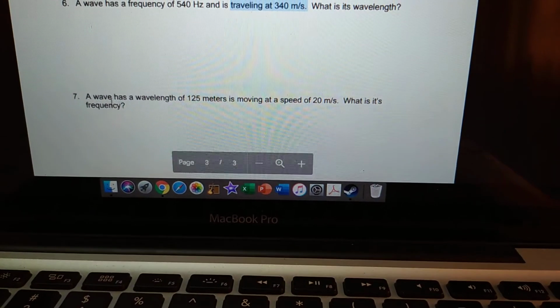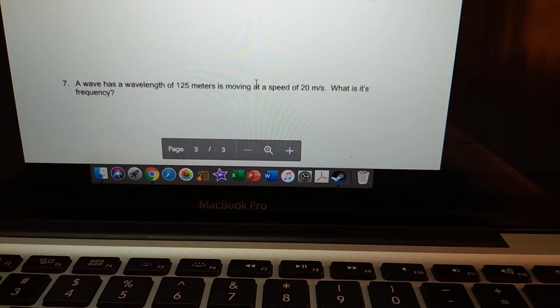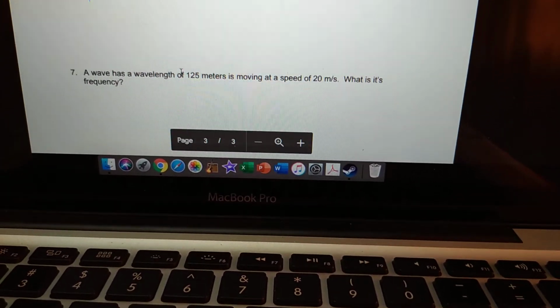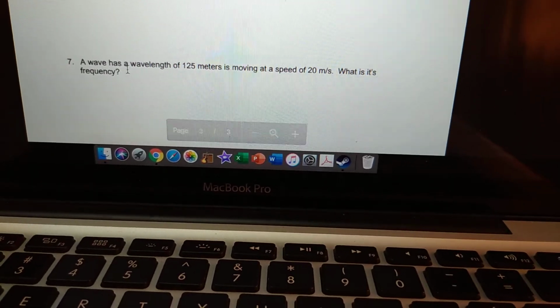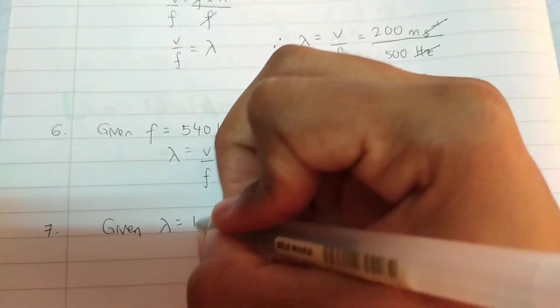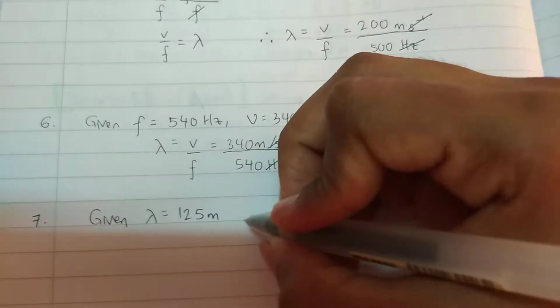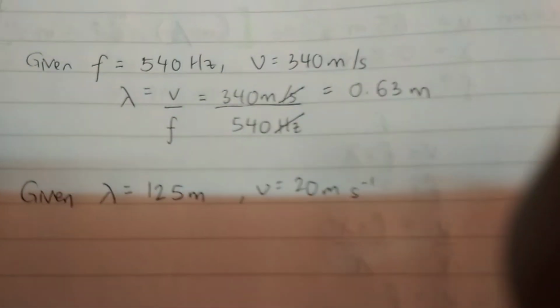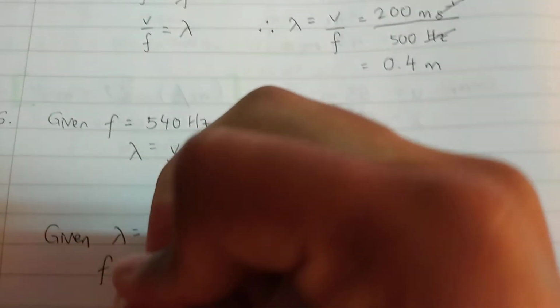A wave has a wavelength 125 meters, moving at a speed of 20 meters. So speed is 20 meters, wavelength 125. What is the frequency? Okay, given wavelength is 125 meters. Speed is 20 meters per second. Okay. What is the frequency? What's the formula for frequency, guys?